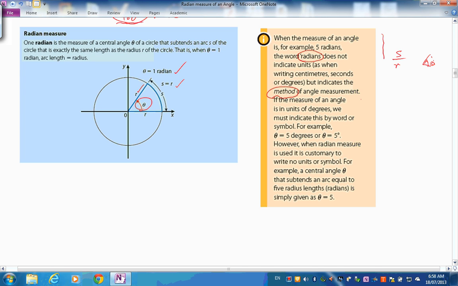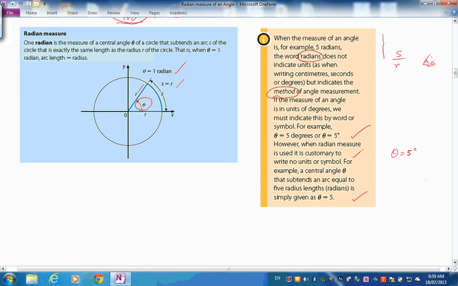If the measure of the angle is in units of degrees, we must indicate this by word or symbol. When radian measure is used, it's customary to write no units or symbols. Let's take 5 radians, like they have 5 radians. You can put a C. That's not usually used anymore, but here we would generally use theta just equals 5.